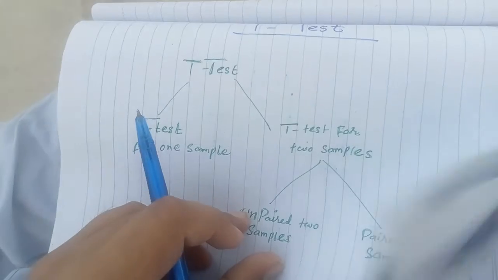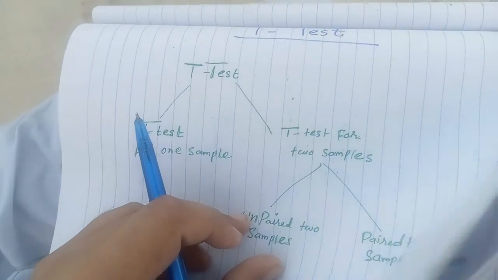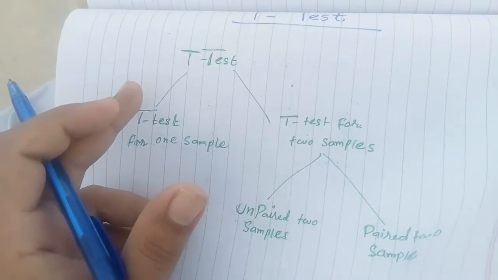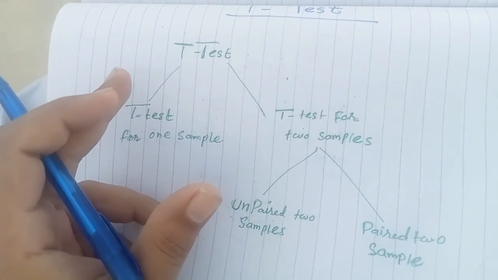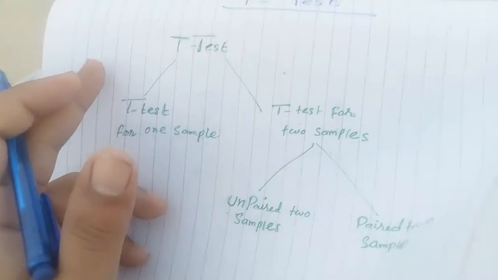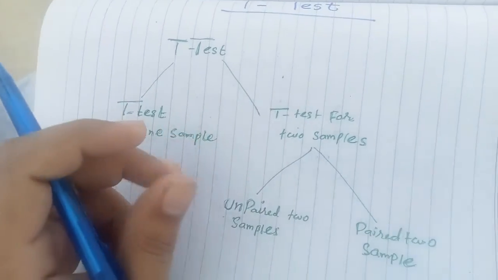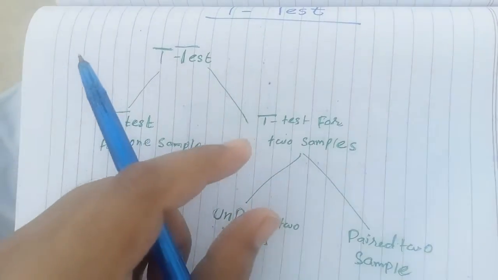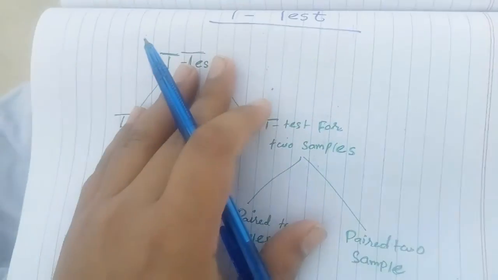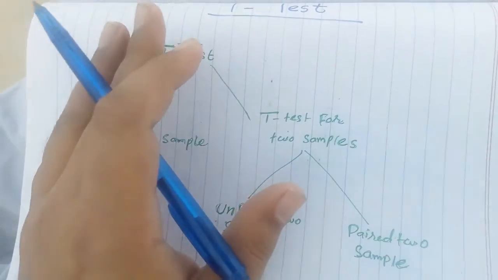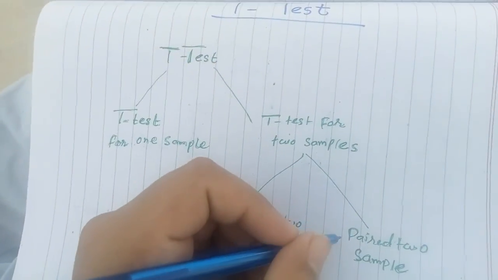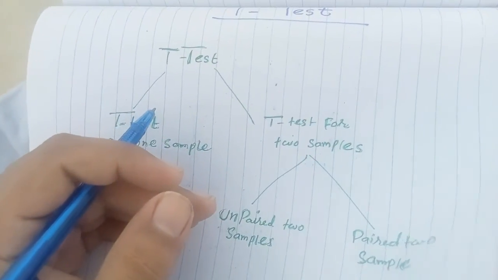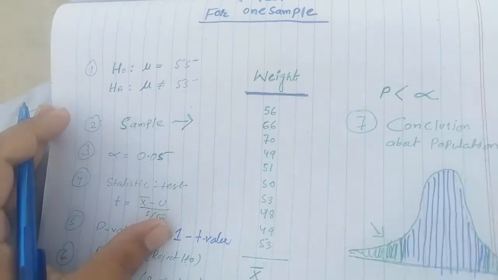In the unpaired samples we take two different samples and check their means between them, whether there is a significant difference or not. And in the paired t-test, we take the same sample, but here we try to check the difference before and after. What is the difference in one sample before and after? That is what the paired t-test is all about. We'll discuss in detail one by one.